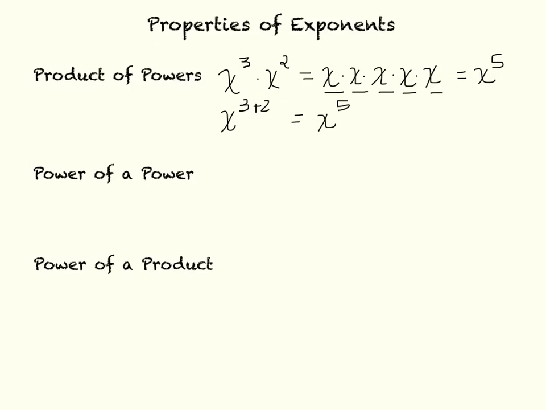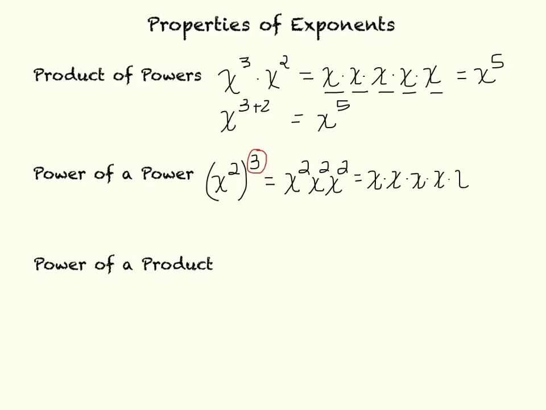Power of a power. Now we're taking a power or an exponent, same thing, and putting it to another exponent. So that means I start with these out here. I want 3 x squareds, which turns into x squared, x squared, x squared, which is x to the 6th. Notice this rule is x to the 2 times 3, and then I get x to the 6th.